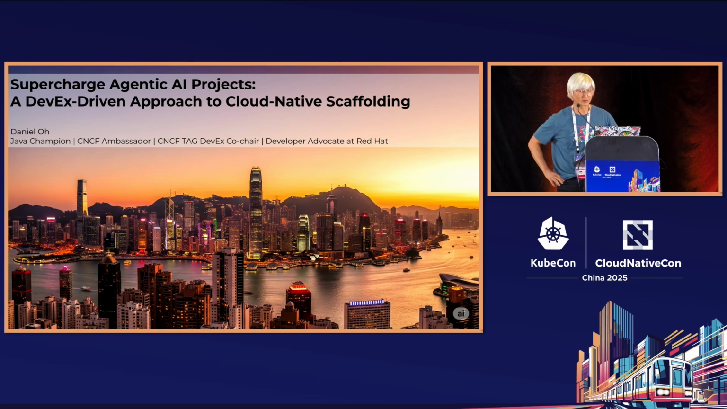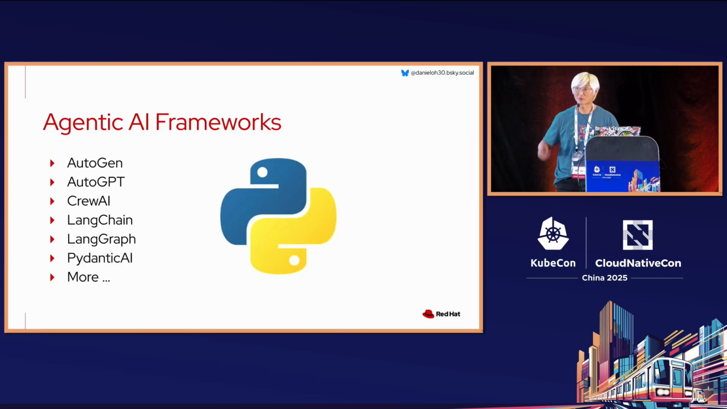So today I'm going to talk about how to supercharge Agentic AI projects with developer experience and more cloud scaffolding. I know you've already heard a lot about agentic stuff today. So you probably know Agentic frameworks are pretty much based on the Python ecosystem. There are many frameworks: AutoGen, AutoGPT, CrewAI, LangChain, LangGraph, and Pydantic AI.